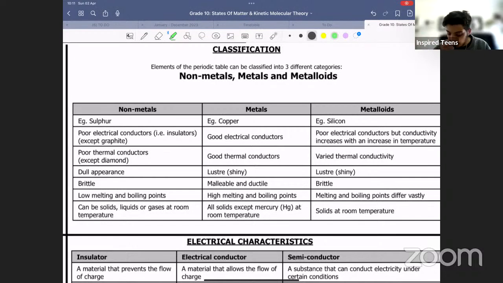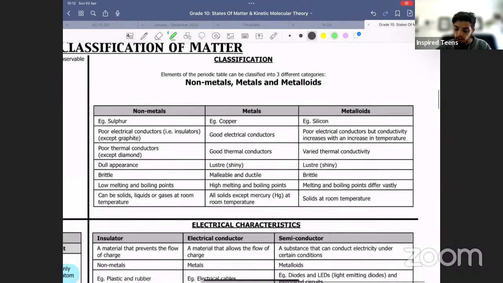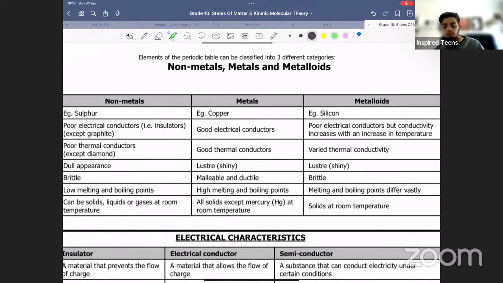It has those properties. Metals also have high melting and boiling points, and all metals are solids at room temperature except for mercury, which we know is a liquid. Let's look at metalloids. Metalloids are the in-betweeners. Example, silicon. They are poor electrical conductors, but conductivity increases with increasing temperature. They have varied thermal conductivity. Some are good, some are bad. They are also shiny. However, they are brittle, and their melting and boiling points differ vastly, but they are all solids at room temperature.